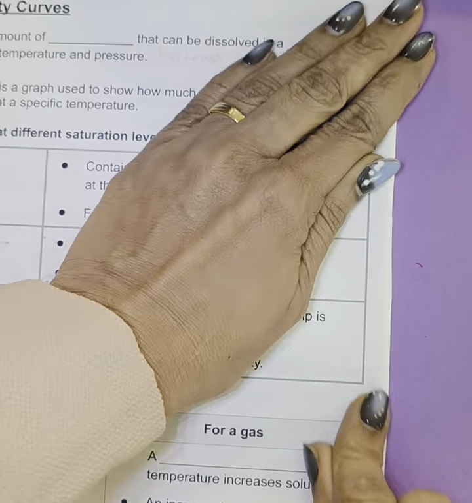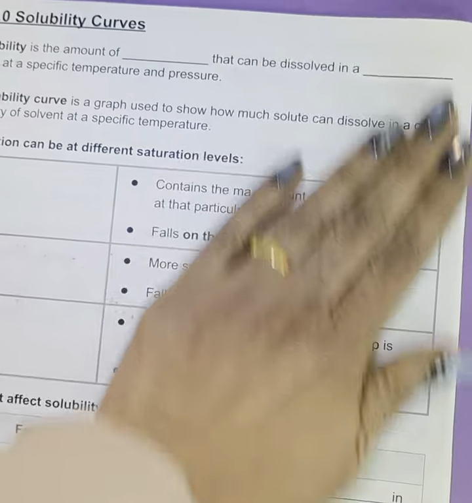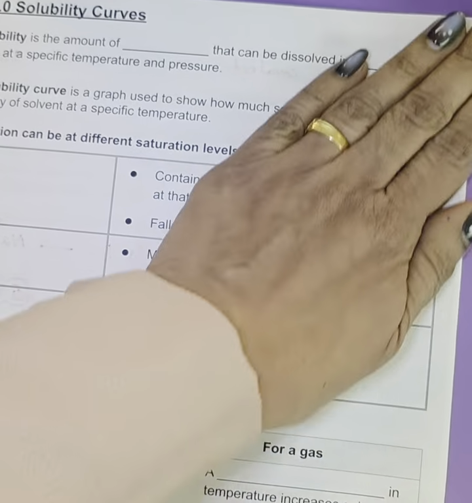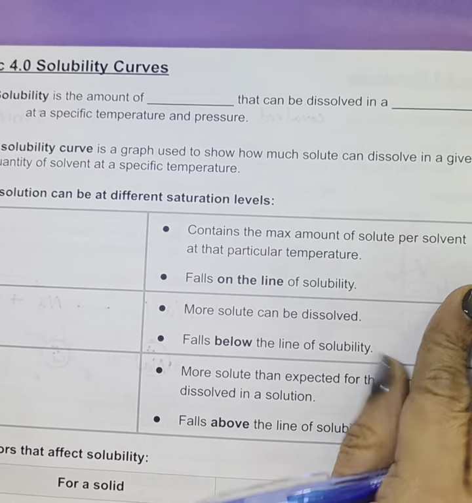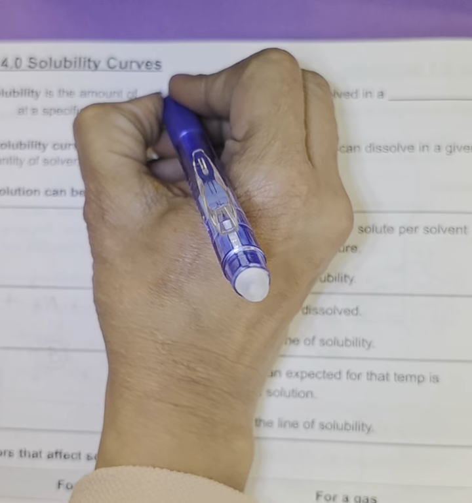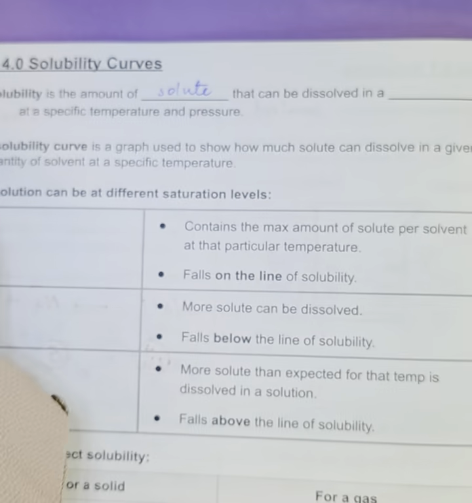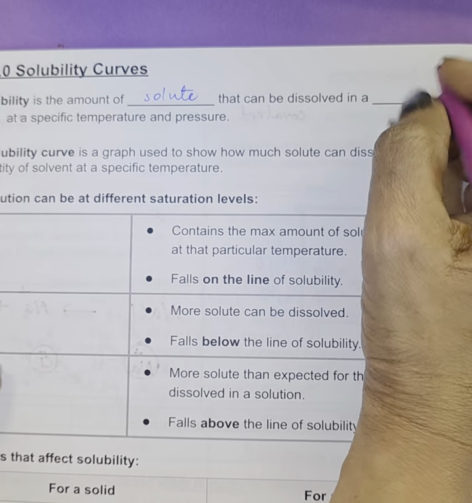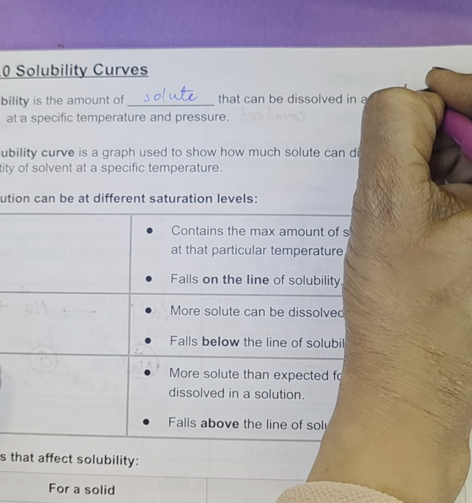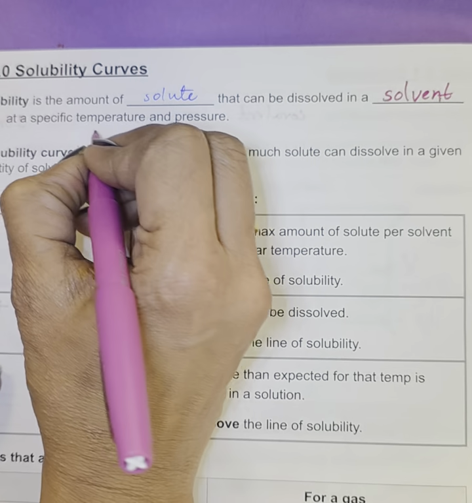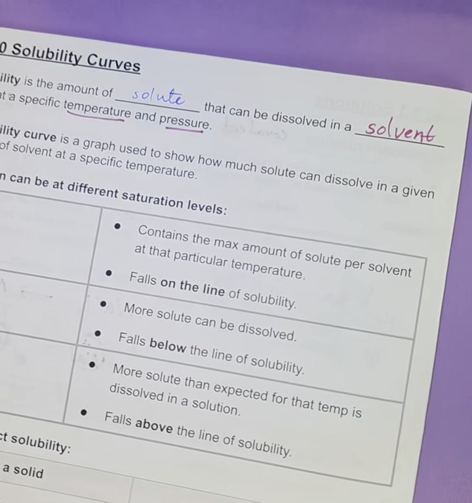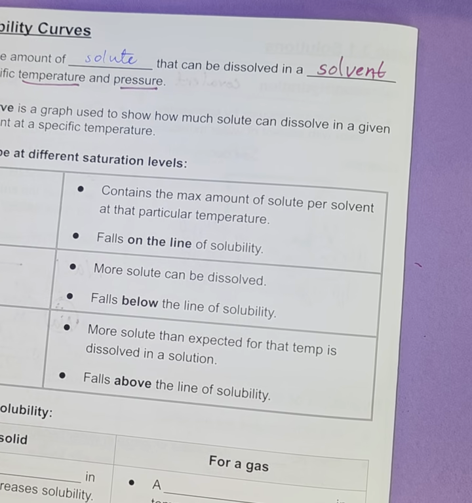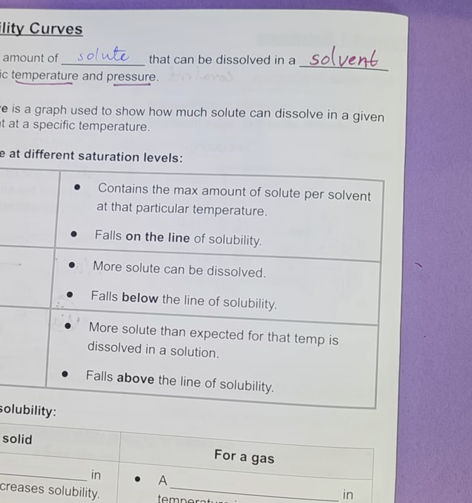Now I am going to teach the solubility curve. That is the second part. We're already talking about solubility. Solubility is the amount of what? We already wrote a definition on the last page. The amount of solute that can be dissolved in a solvent at a certain temperature and pressure. So, like a graph.